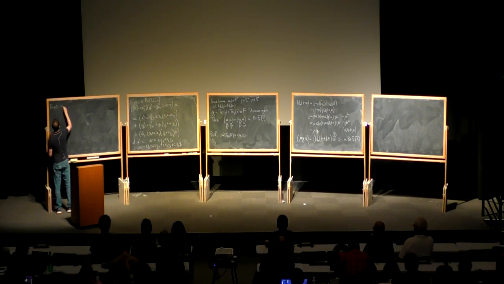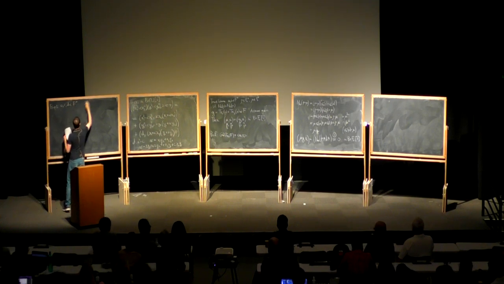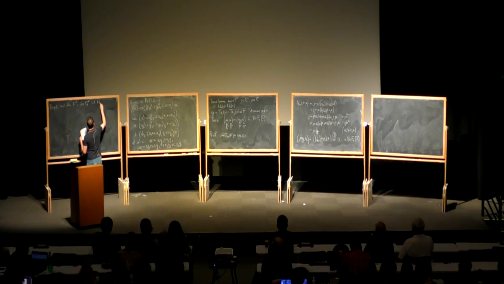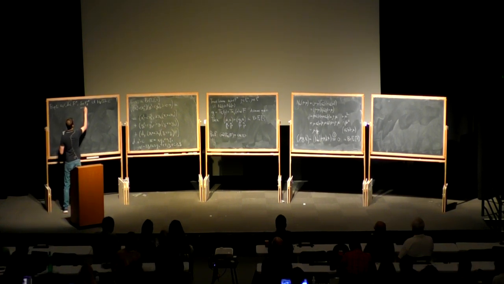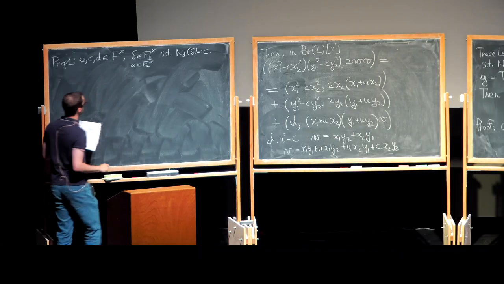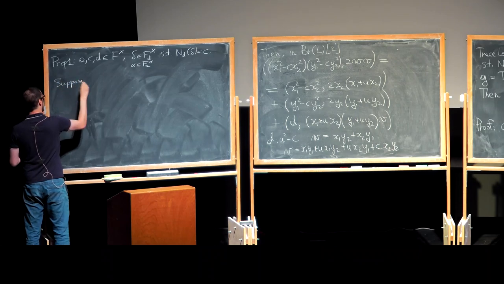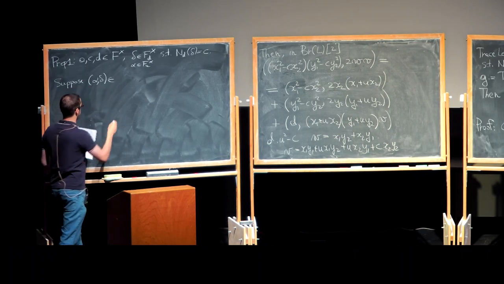So take A, C, D in F star, and take delta in FD star, such that the norm of delta is equal to C. Okay, and then I forgot to write alpha, sorry. Here, alpha in FA star. Okay, so now suppose we suppose that alpha delta, which is a Brouwer class in FAD, actually comes from F.